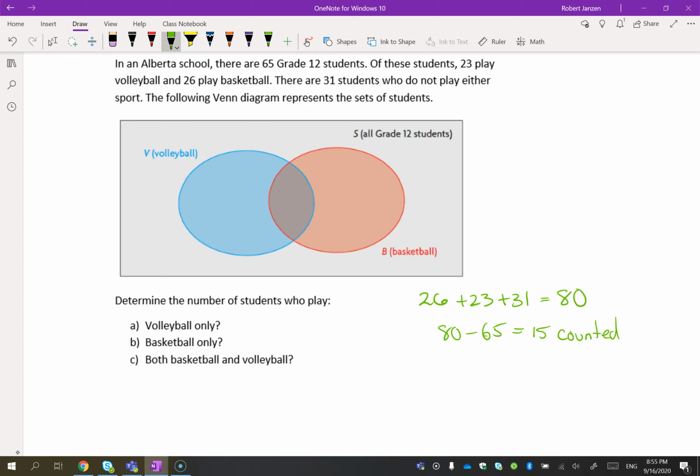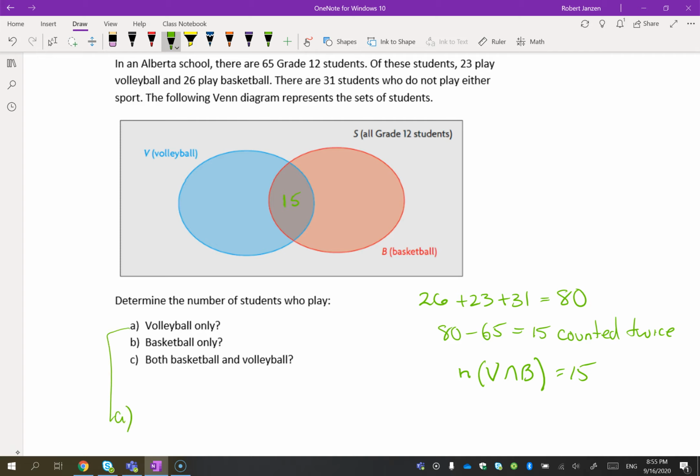So when I look at this circle and everything in the square and add them all up, I get 80, which means somehow I've counted 15 of them twice. So that has to be here, where they play volleyball and basketball. By the way, here's how you would write that: the number that play volleyball and basketball is 15. So this tells us a little bit more now.